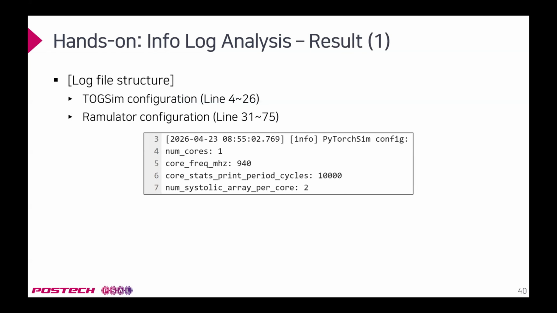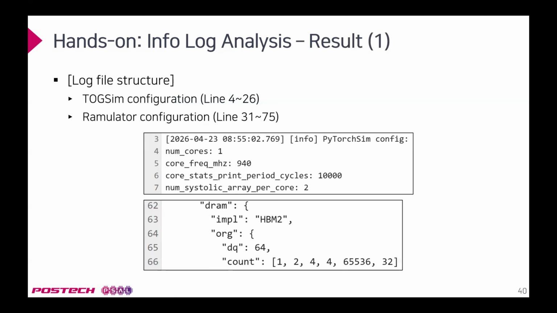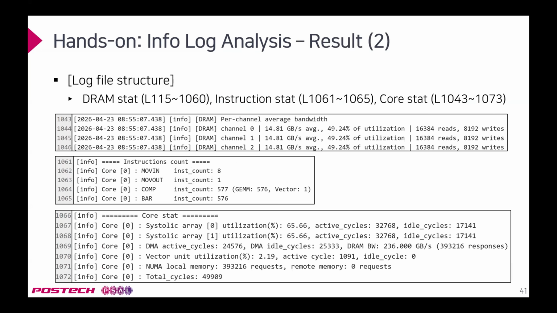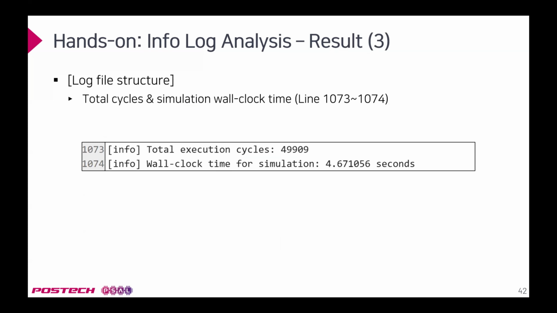All the hardware parameters we discussed earlier. Below that, you can see the Ramulator 2 configuration. Further down in the log file, you can find several important statistics: DRAM stats, instruction stats, and core stats. Finally, at the very bottom, you can see the total execution cycle and the wall clock time for simulation.